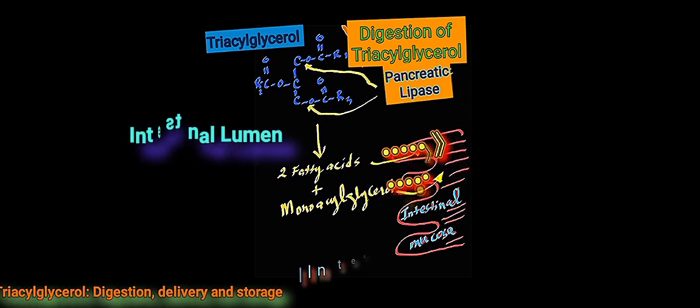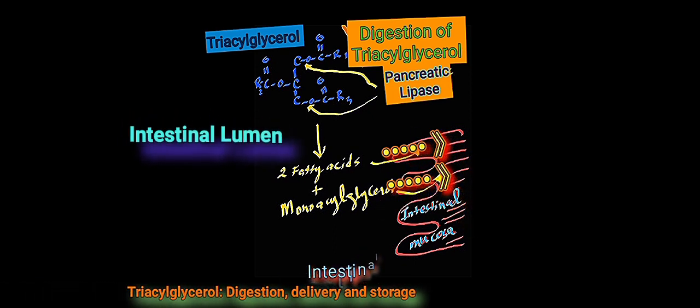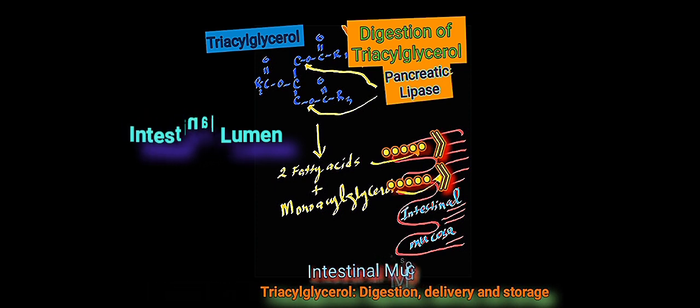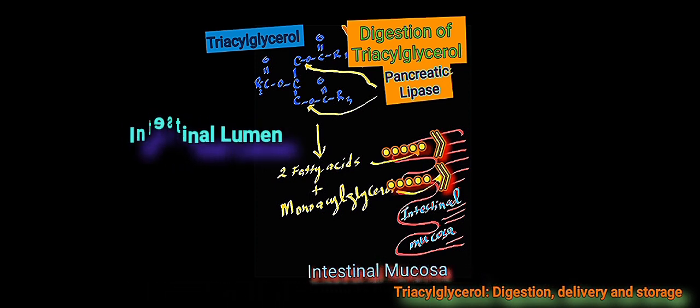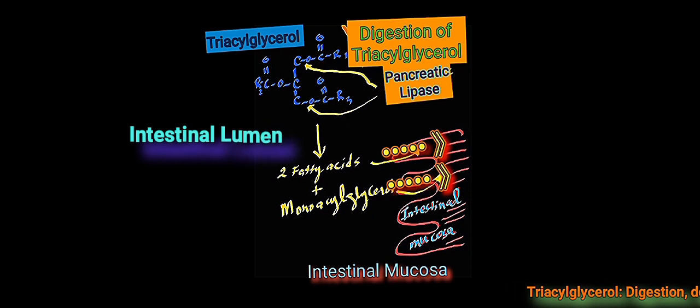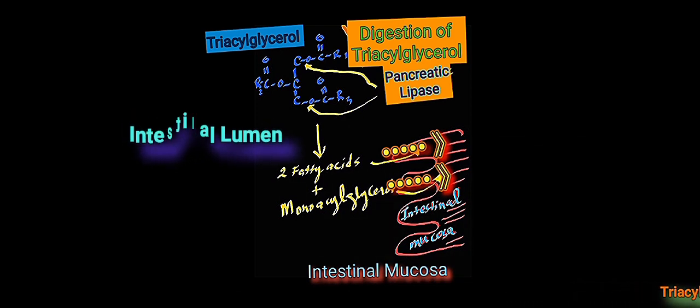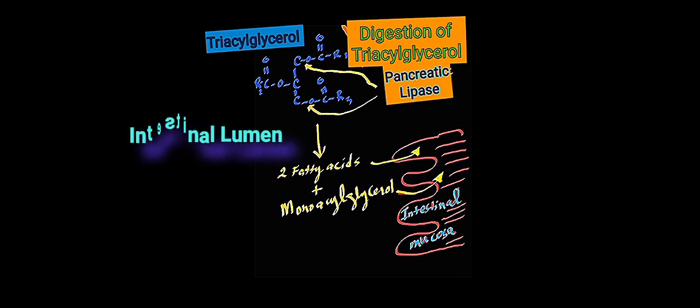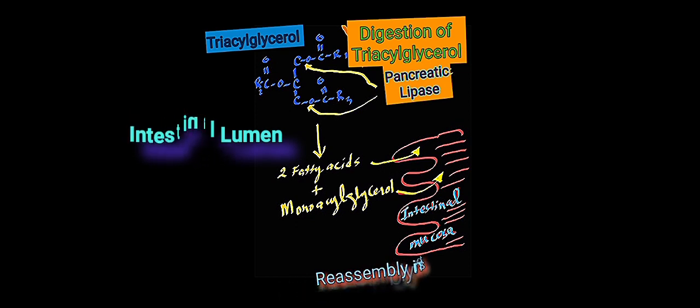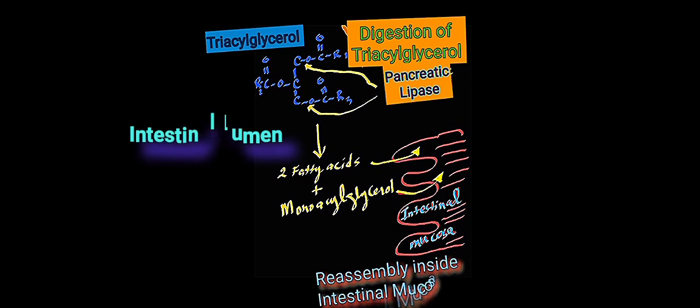The absorbed lipids, the fatty acids and monoacylglycerol inside the intestinal mucosa, will then get reassembled into a triacylglycerol molecule, very similar to the ones that originated in the lumen of the small intestine.